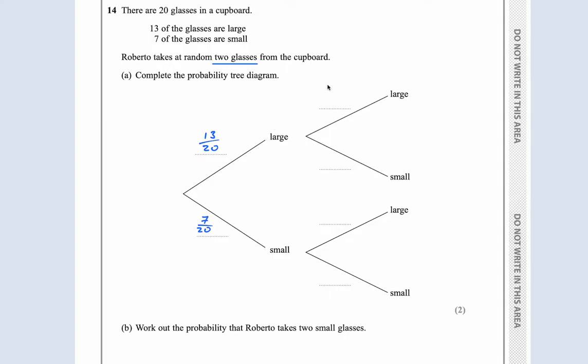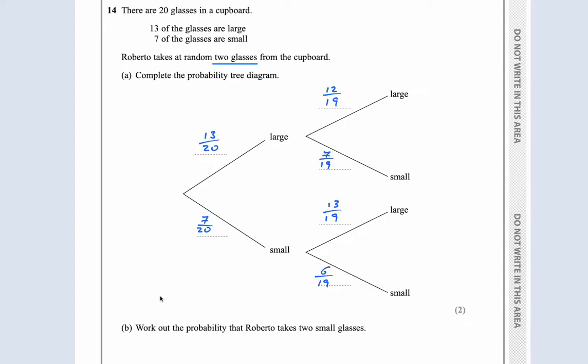But if he takes a large, now there are only 12 large glasses left because he's taken one. This is his first glass that he's taken. And there's now only 19 glasses left in total because, again, he's taken one. So that's 12 out of 19. This has to be 7 out of 19 because there's still 7 small glasses, but again, it's out of 19. And if he takes a small one, this is 12 out of 19 because there's still, I'm sorry, that's wrong. There's 13 out of 19 because there's still 13 large glasses if he's taken a small glass. And this is then 6 out of 19 for all the same reasons. He's taken a small, so now there's only 6 and there's only 19 in total.